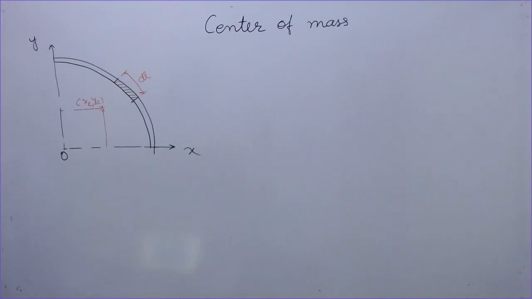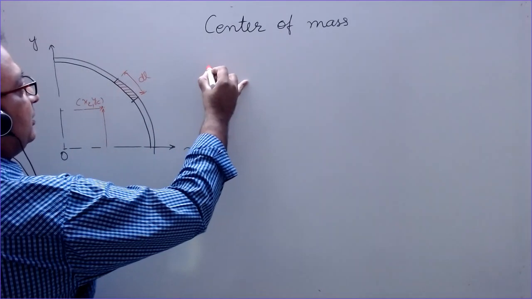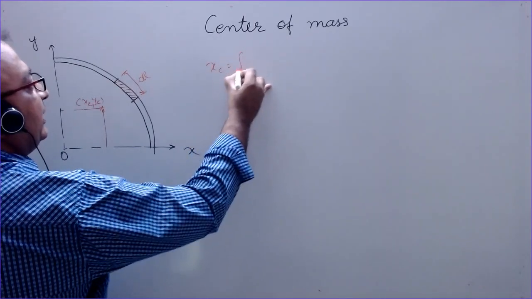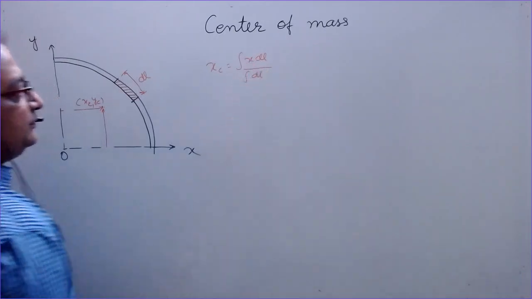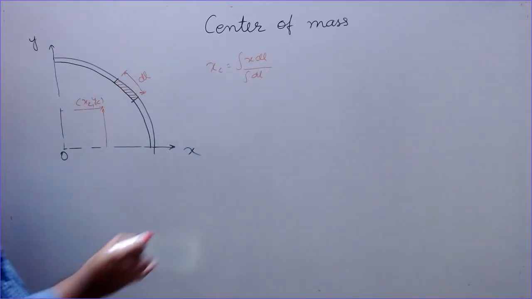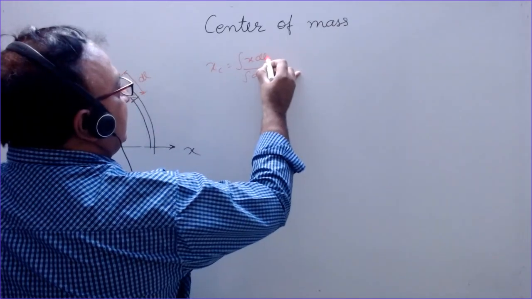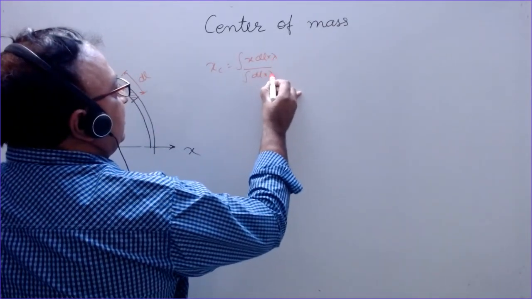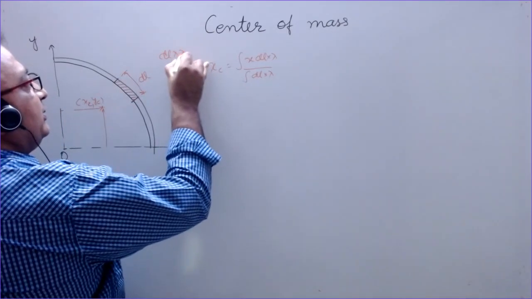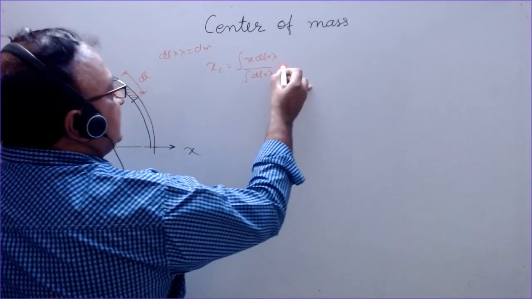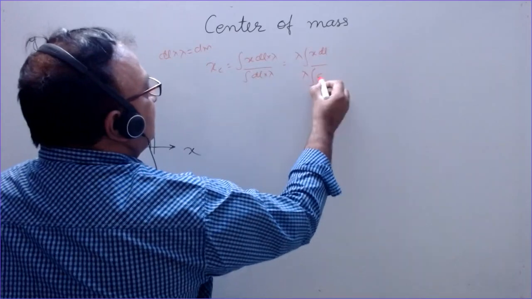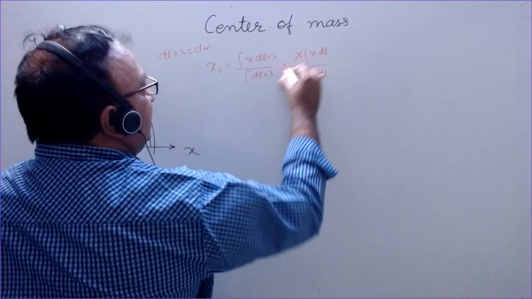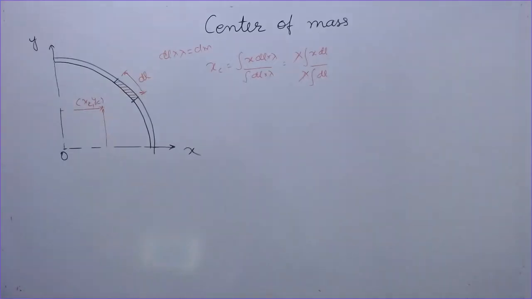So similarly, now I can write what is xc. Integral x dm over integral dm. Mass is varying along the length only, so dm is dl into lambda. The mass density is constant, so lambda is constant, then you can write the sign of integration and cancel this.